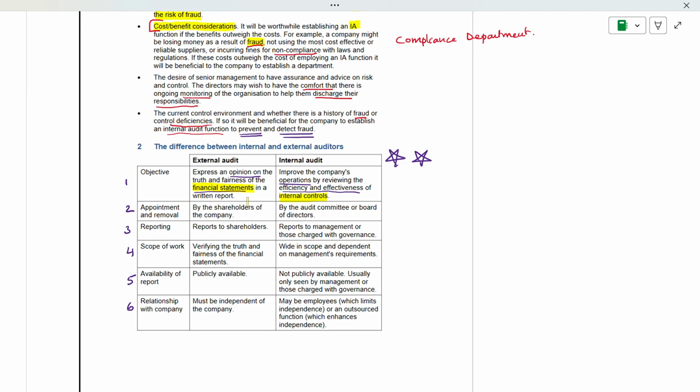Who is going to be appointed? The external auditor will be appointed by the shareholders. The internal auditor will be appointed by the directors, either by the audit committee or by the board of directors. External auditors will report to the shareholders. Internal auditors will report to the management or those charged with governance.